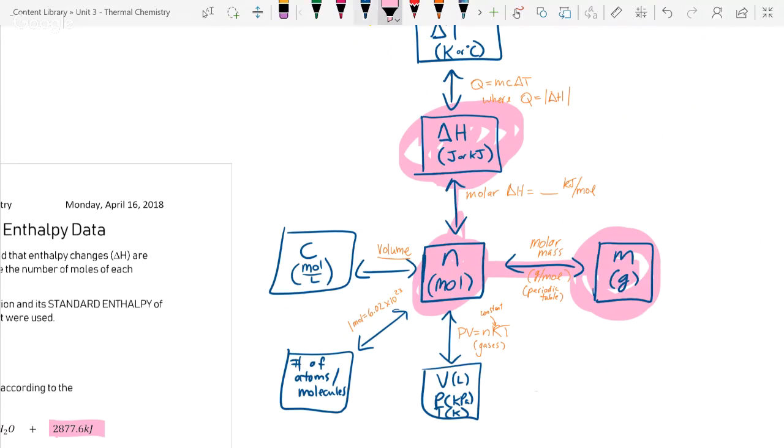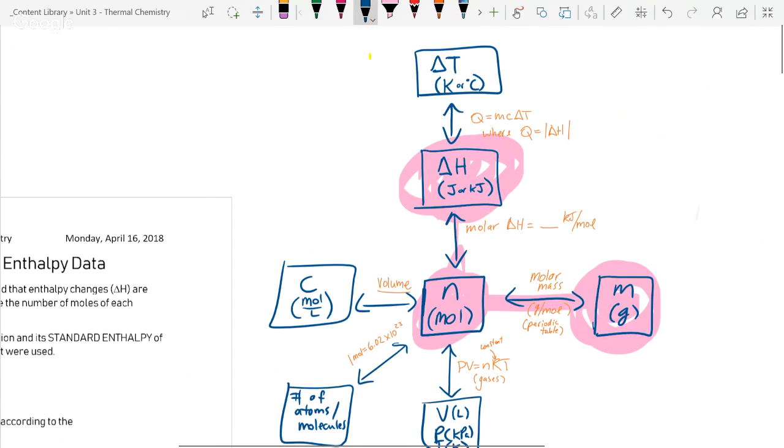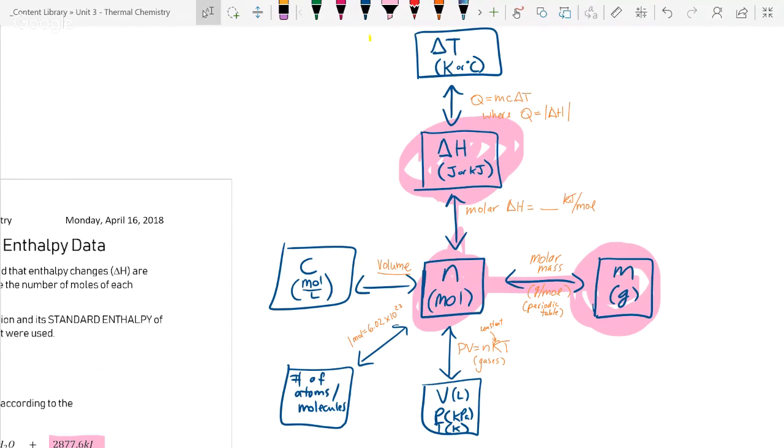I mean, there's a lot of different ways to do the same thing, but reading the question is probably a good start, universally speaking.